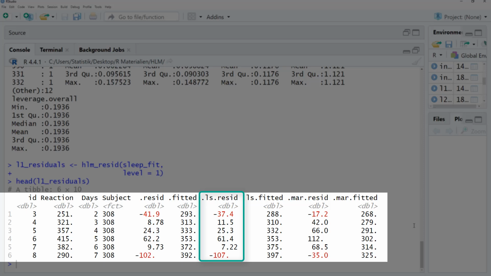Those are least square residuals, that is, for each level 2 unit, in this example for each person, there will be estimated a separate least square regression. And thus we can't have any influence of level 2 effects on the level 1 residuals if we use ls resid. However, that's only possible if we have a sufficient number of observations for each level 2 unit. Here we have 8 observations per person. At the same time we have only one fixed predictor, so that is sufficient to calculate a separate least square regression for each person. So here we can use ls resid.